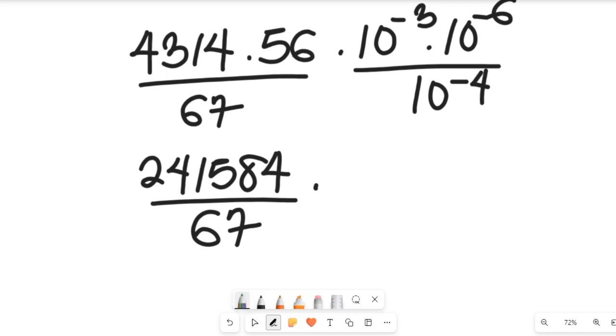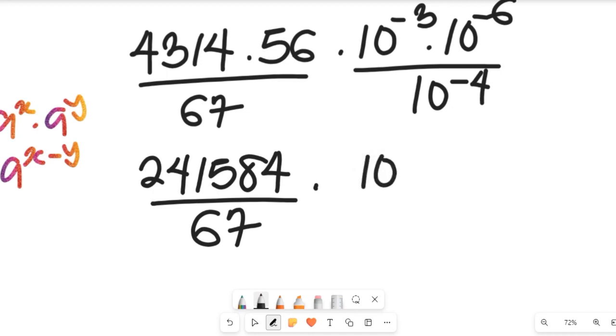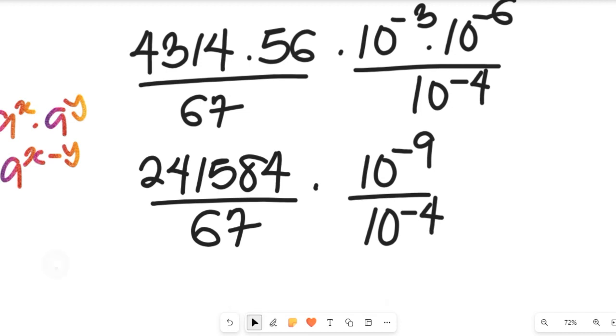This will be multiplied by, applying the law of indices. Recall that if you have a to the power of x multiplied by a to the power of y, according to the multiplication law of indices, this will be x plus y. So if we apply that law, this is going to give us 10 to the power of minus 3 plus minus 6, and that will give us minus 9, divided by 10 to the power of 4. Now let's simplify this further.